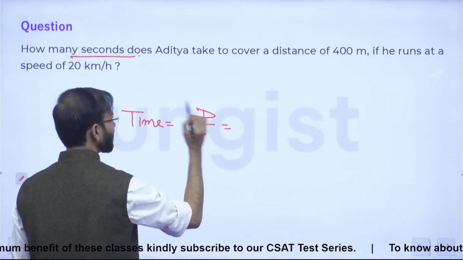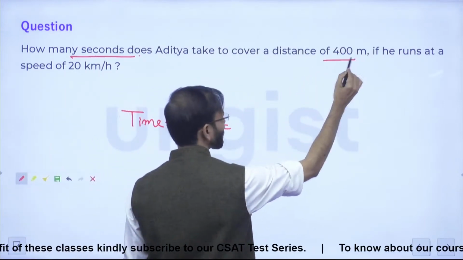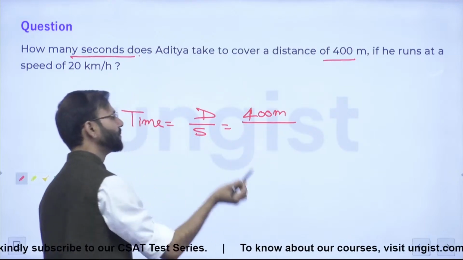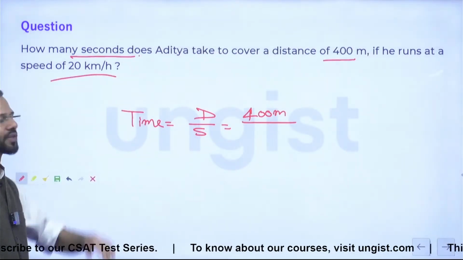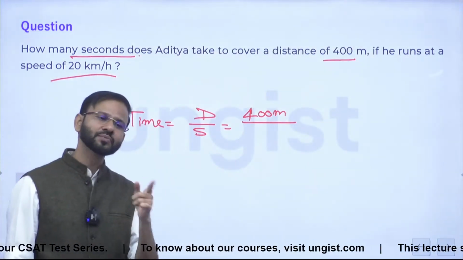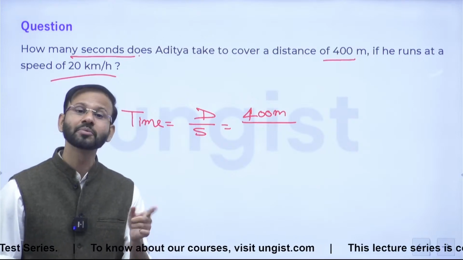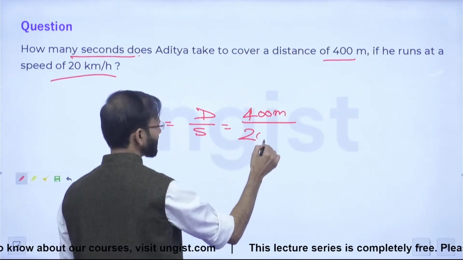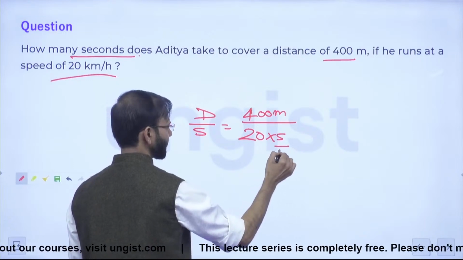Everyone, fine. Now, distance they have given you is 400 meters. Distance is given in meters, and speed is given in kilometer per hour. So you need to convert it into what? Meter per second. Right. So how to convert this kilometer per hour into meter per second? Multiply by 5 by 18, everyone.